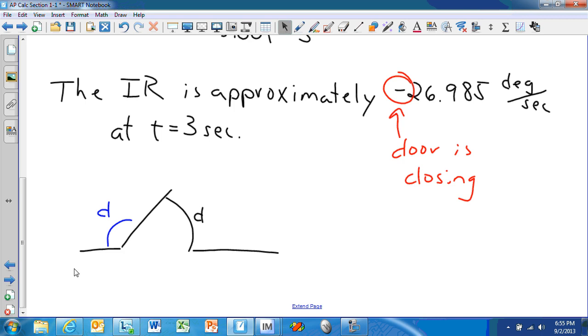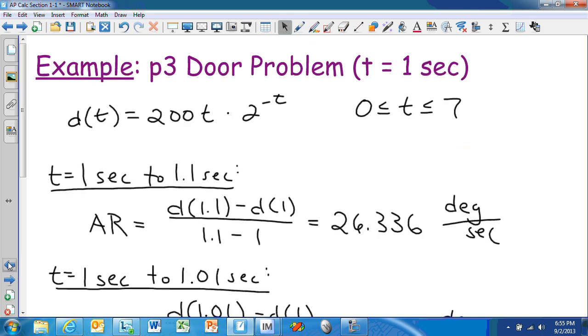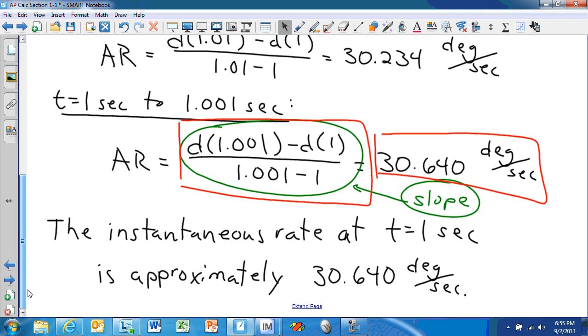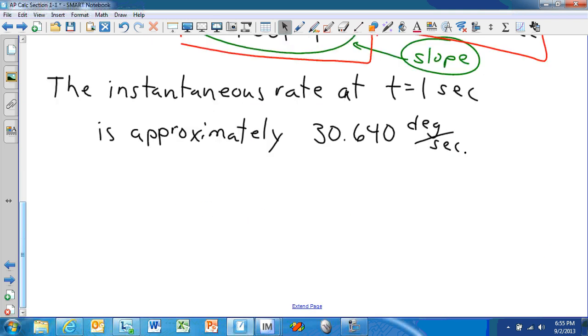I guess we could go back to the previous example and say since it's a positive rate, we could even add a positive sign in front of this one here. That this is positive, so that means the door is open. Okay.